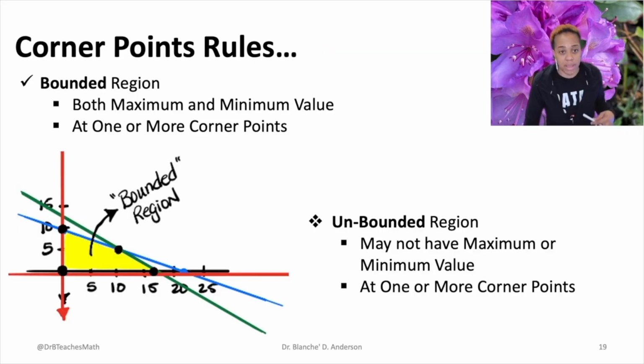One thing I wanted to point out about these corner point rules is bounded. When the region is bounded, like ours was bounded, you're going to have a maximum point and you're probably going to have a minimum point. And you can have one or more when it's bounded. When it's unbounded, you might not necessarily have a maximum or you may not have a minimum. You have to really look at it to see.